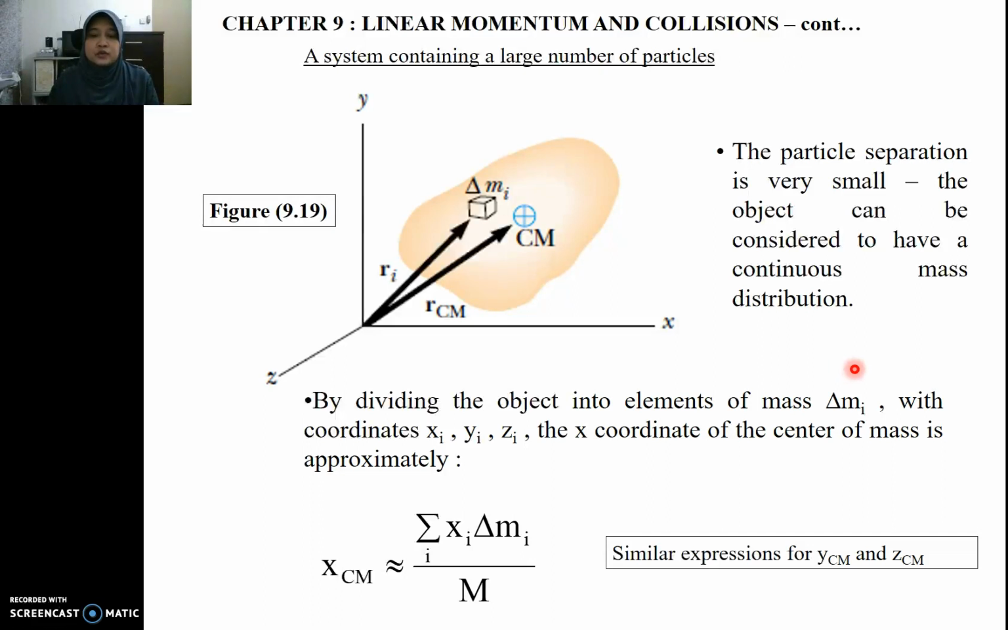If we want to calculate the x coordinate of the center of mass, it is approximately written as xcm, the summation of xi delta mi over the total mass M. We use a similar expression for ycm and zcm.